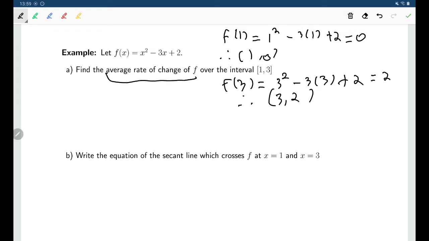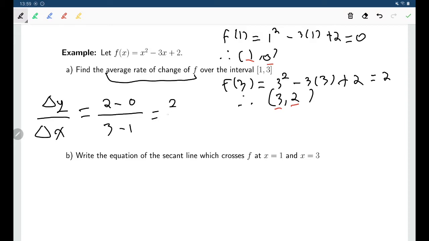So we know (1, 0) is a point on our graph, (3, 2) is a point on our graph. So for this average rate of change from 1 to 3, that would be the slope. And the slope we find, just like we always do, the change in the y values over the change in the x values. So the change in the y values, 2 minus 0. And the change in the x values, 3 minus 1. So we have an average rate of change of f over this interval of 1.